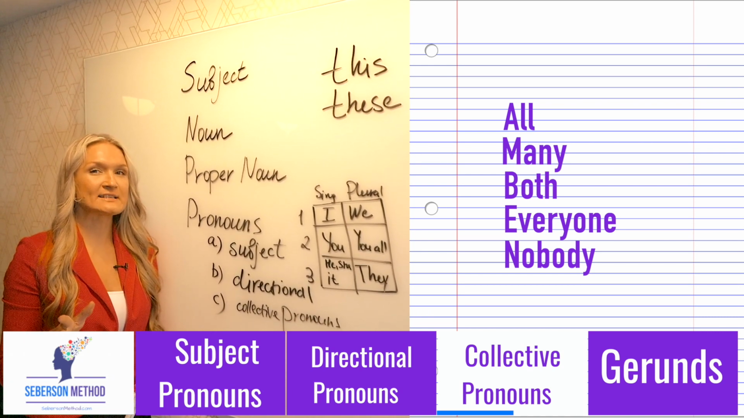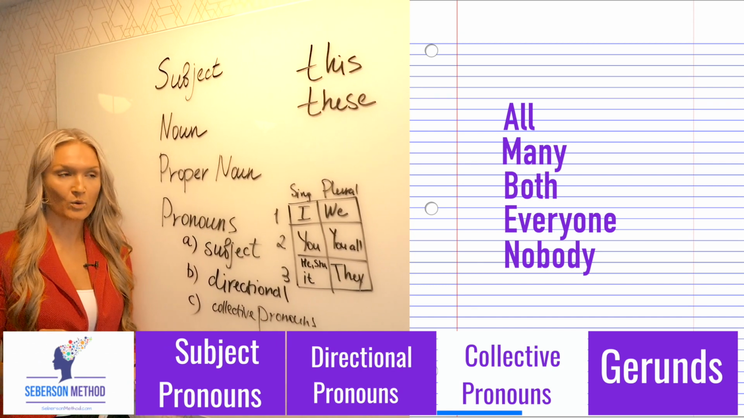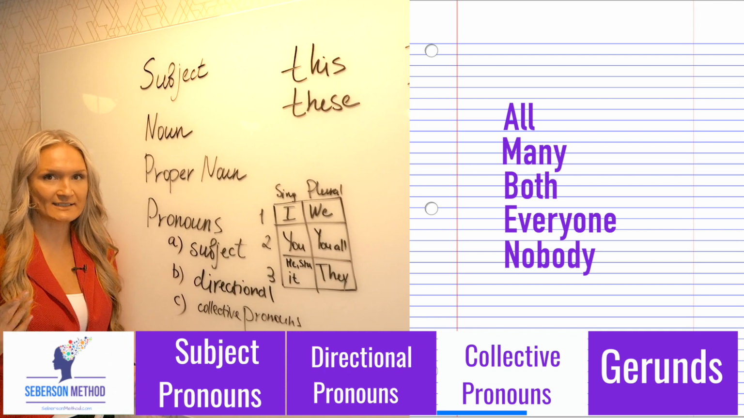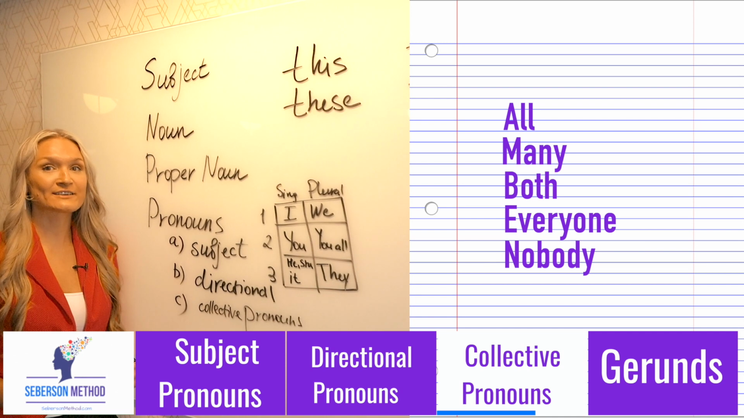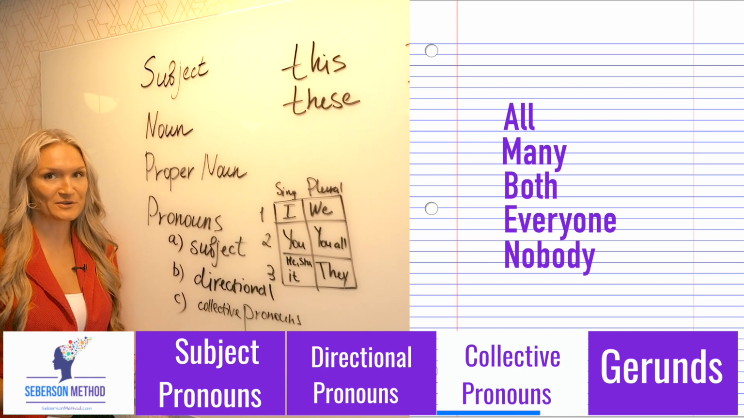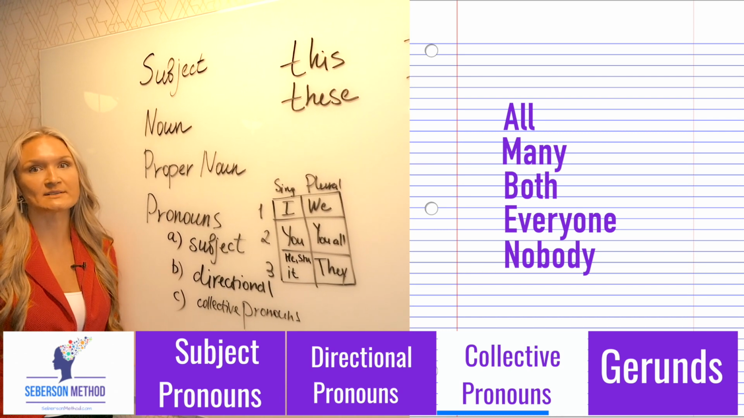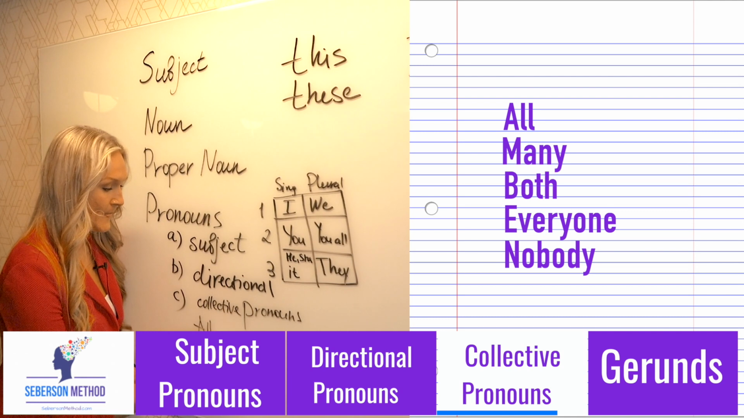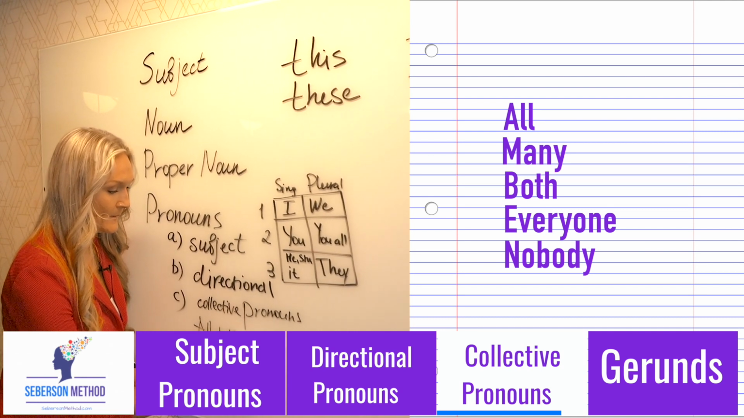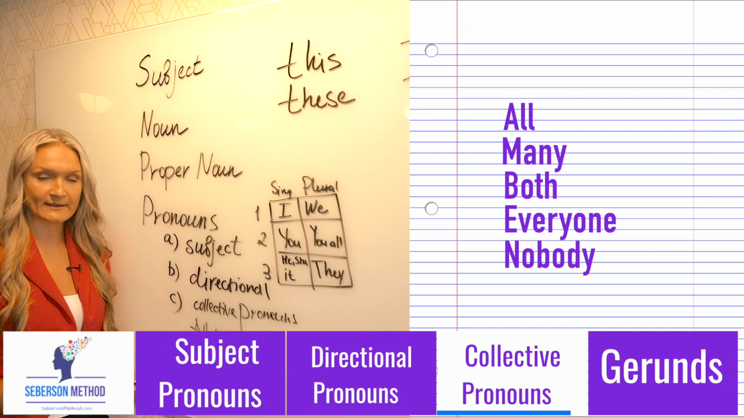And for a lot of you guys, this is kind of confusing, and you may think that many or all or both is not significant enough to be a subject, but actually it is. And I guarantee you that the SAT and the ACT are both going to try to take advantage of you not knowing that this could be a proper subject. So remember, collective pronouns, words like all, both, many, everyone, nobody, stuff like that.